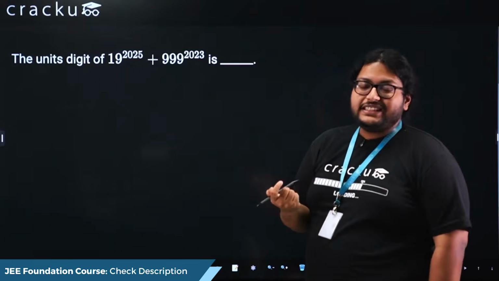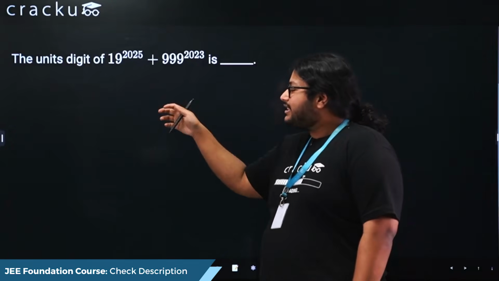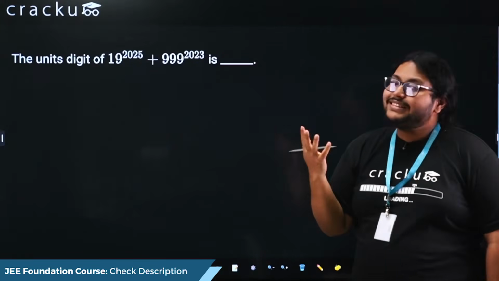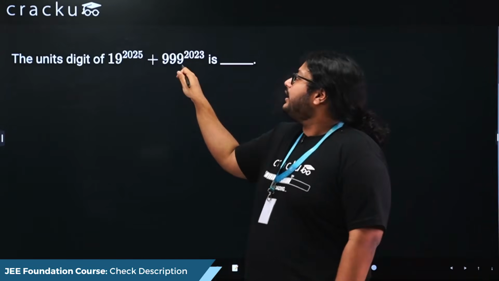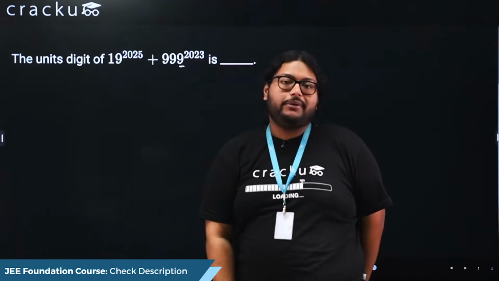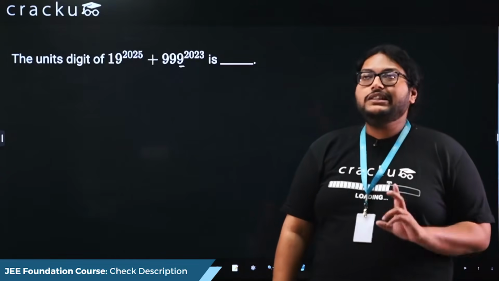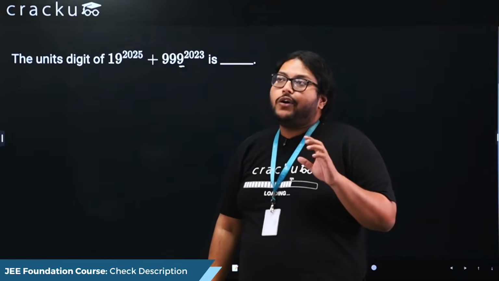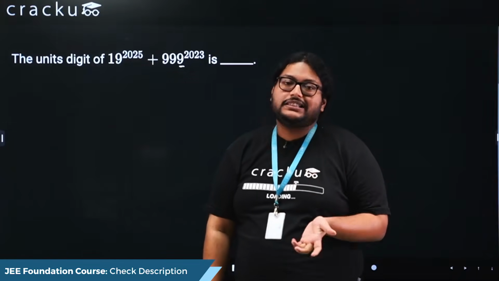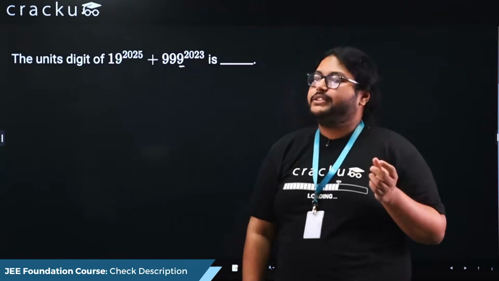So in this question, they want us to find the units digit of this. Now, units digit depends only on the last digit. It does not really depend on the whole number. Now, the thing for units digit is all the numbers have a cyclical pattern. Like they repeat.